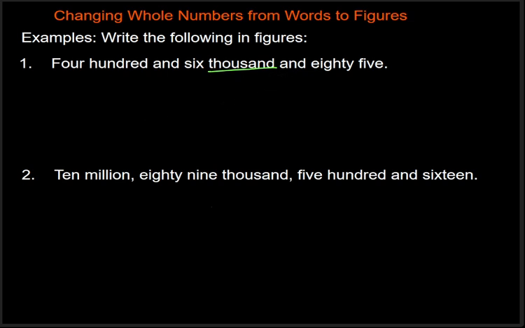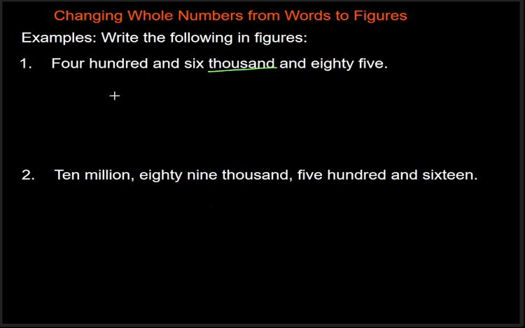Now, the thousand family. So what do we have under that thousand? We have 406,000. So everything that comes before this family belongs to that family. So 406,000. Now that brings to the end for that family, and then we have 85. That is the new family.